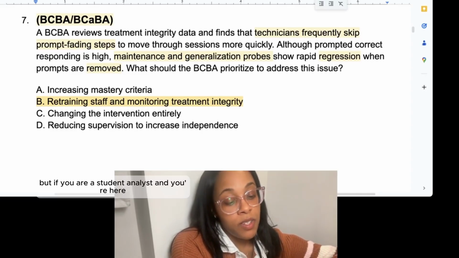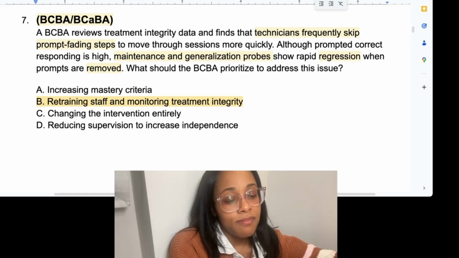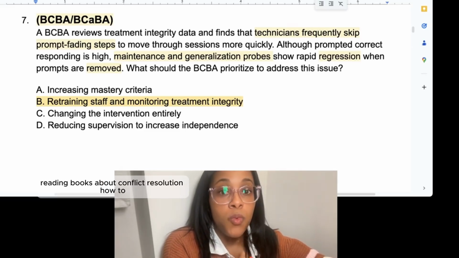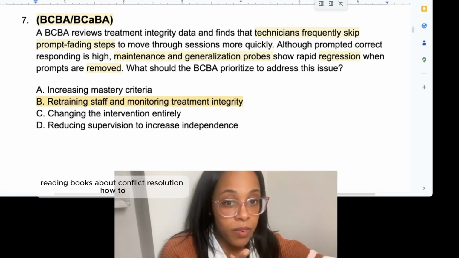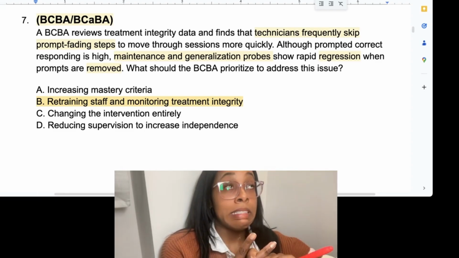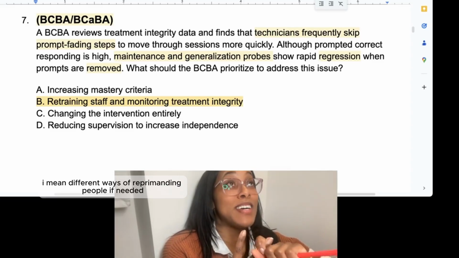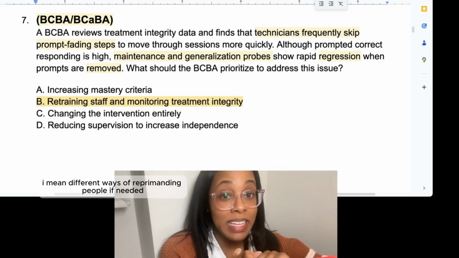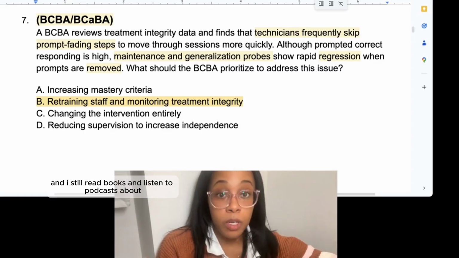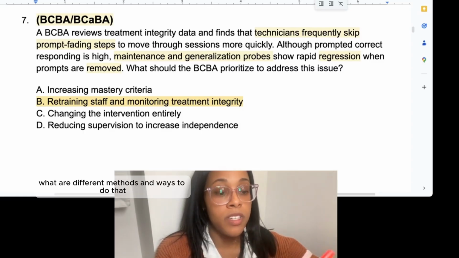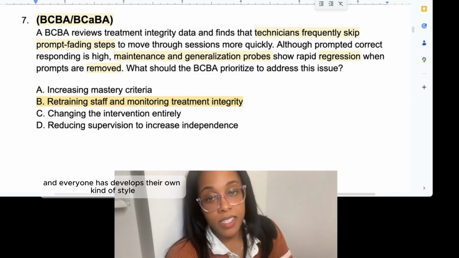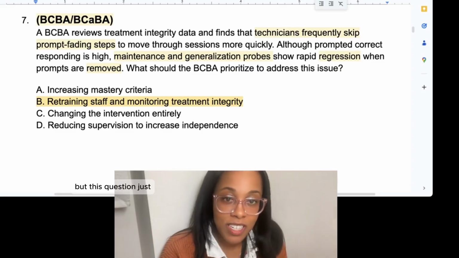And a book that someone recommended earlier that I would like to check out is Crucial Conversations. But if you are a student analyst and you're here, and honestly, I don't care if you've been a BCBA for 1 year or 7, read books about conflict resolution and different ways of reprimanding people if needed. How do you do that? I still read books and listen to podcasts about different methods and ways to do that. Everyone has developed their own kind of style.